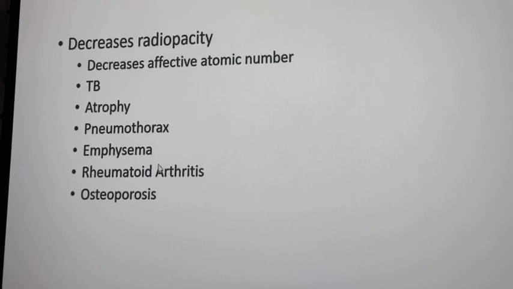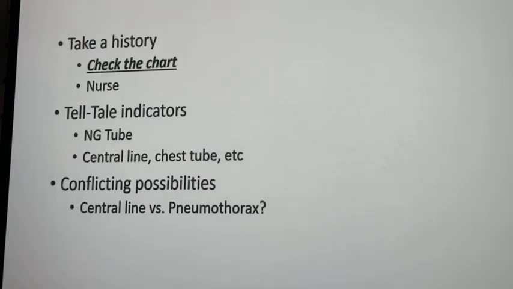Pneumothorax, emphysema, rheumatoid arthritis, and osteoporosis. So what you need to do is check the chart, check with the nurse, take a history, look for your telltale indicators, walk through all that, consider conflicting possibilities.